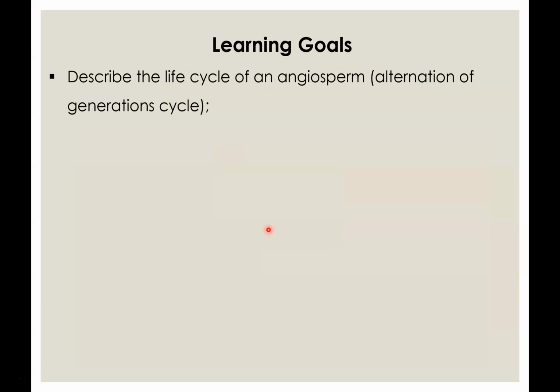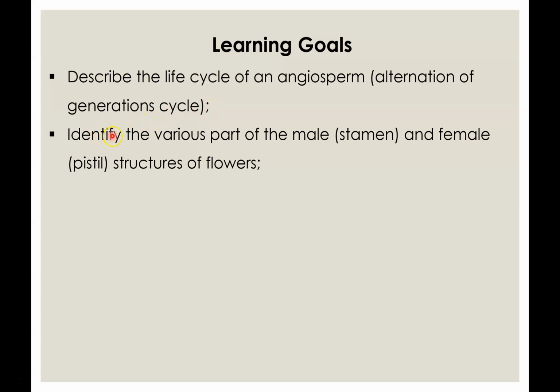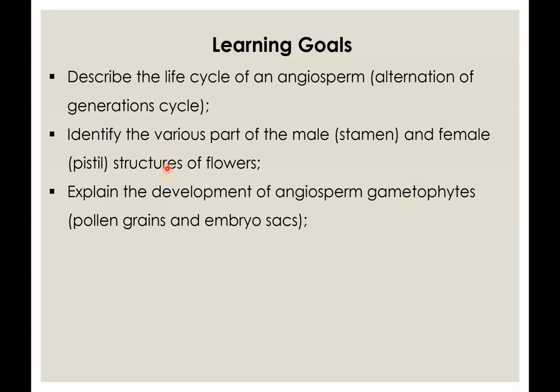So let's go over the goals of today's lesson. By the end of the lesson, you should be able to describe the life cycle of an angiosperm, specifically talk about the alternation of generations. You should be able to identify the various parts of the male, that's called the stamen, and the female, the pistil, structures of flowers. You should be able to explain the development of the angiosperm gametophytes, that is the pollen grains and the embryo sacs.